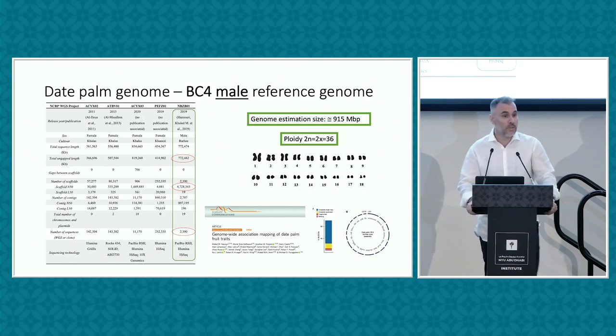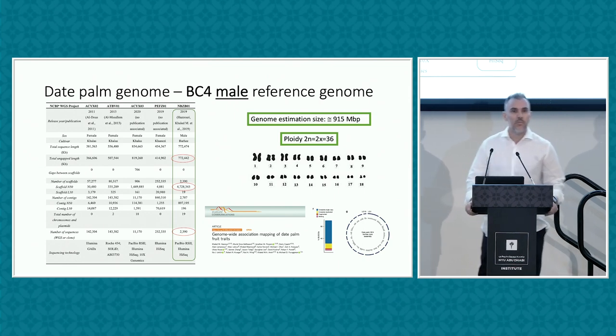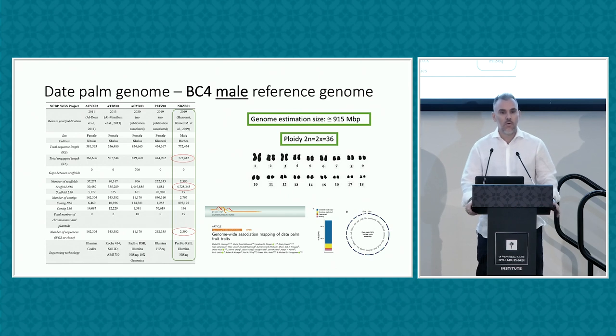However, in trees and mostly in date palm, the problem in the assembly of these genomes is the level of heterozygosity, and also more and more the problem in these species. We are seeing that structural variants happen a lot among individuals. So it's always a challenge to produce a good reference genome.